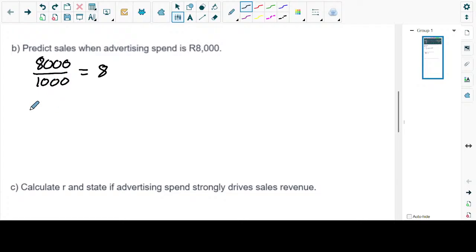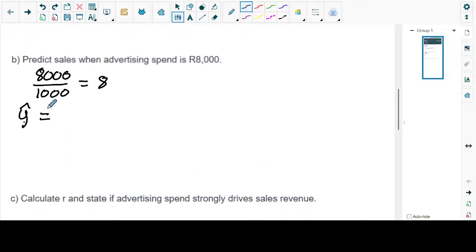8 represents advertising. Remember, guys, they can give you the income and ask you about the advertising. In this case, they gave you the advertising and they're asking for the income. So we're going to have Y-hat equal to 10,64 plus 5 comma 0 0, multiplied by 8.